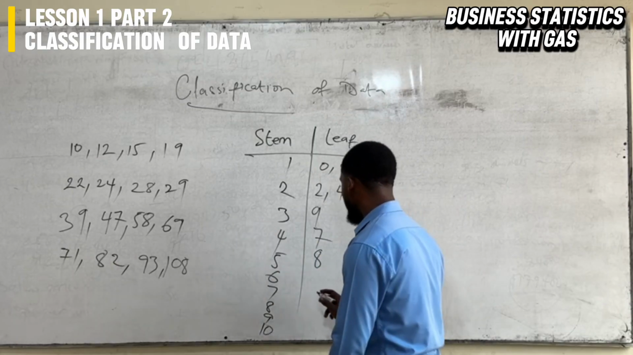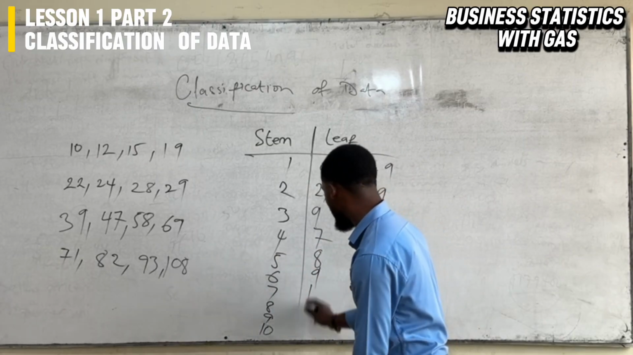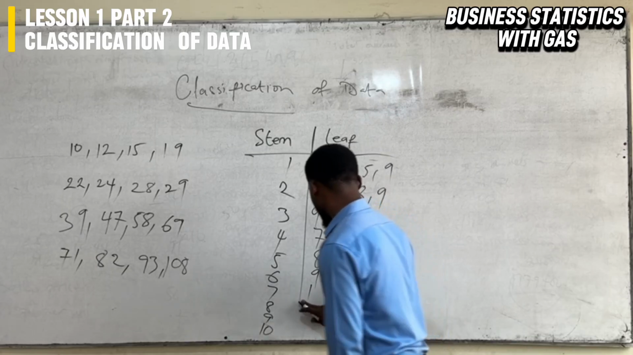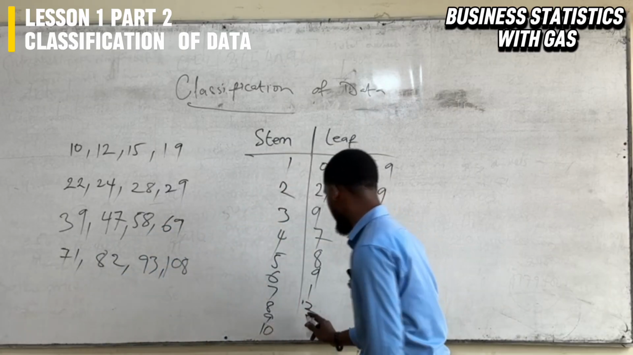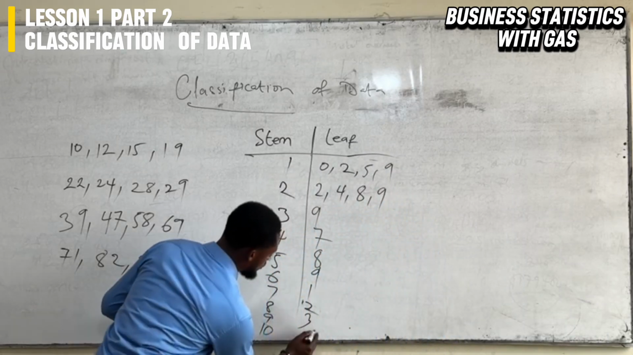We move on to the 69. You write 9. Then 71, you write 1 here. You have your 82, you write 2 here. You have 93, you write your 3 here nicely. And you have 108, so you write your 8 here.